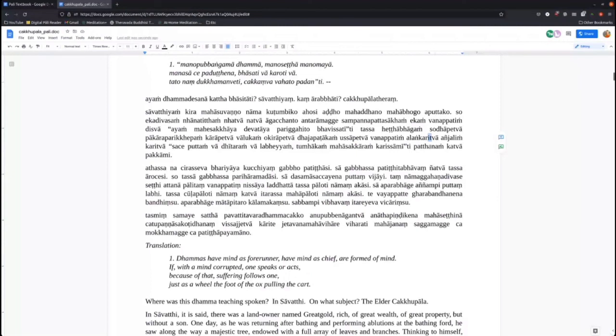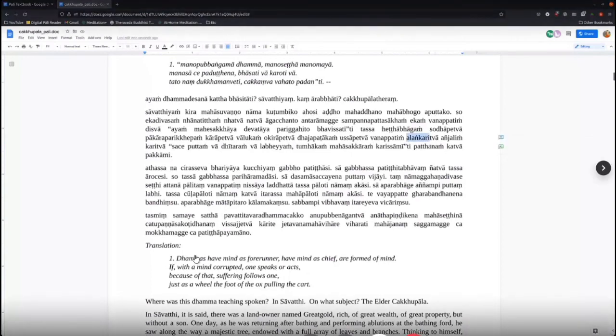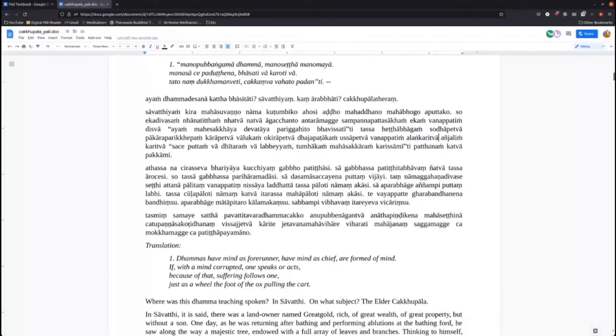Karitwa. Not sure why this is passive though. Itwa. I guess it isn't. I'm not sure. Karitwa. I guess it's because of alankara. I'm not sure. But this means decorated the tree.